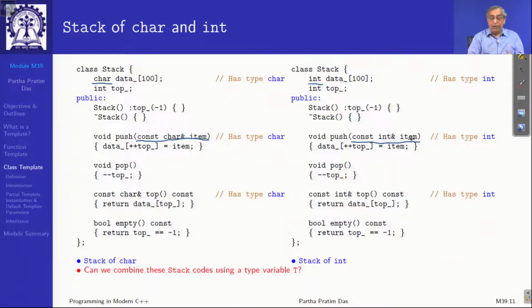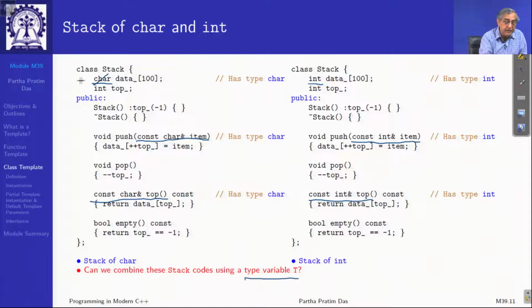Constructor and destructor have nothing different. Pop also has nothing different, but when I do top, I get a constant character reference here, whereas for a stack of integer I get a constant integer reference. Again, empty does not differ. So, these 3 places are where the code differs, because the underlying data type in the left case is char and in the right case is int. So, the question is, can I not replace this char and int by a type variable T?